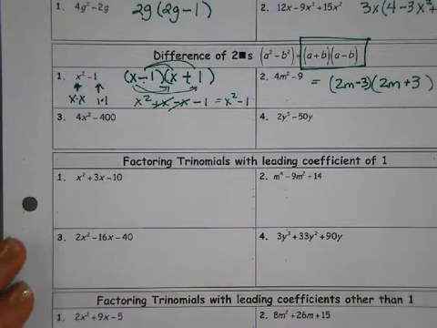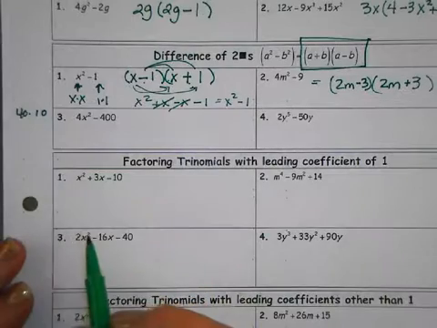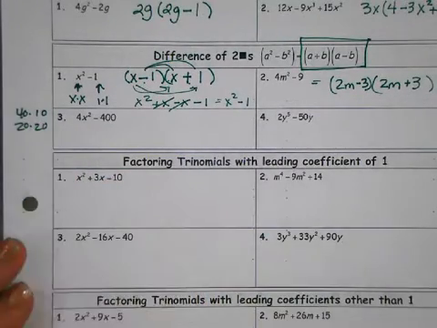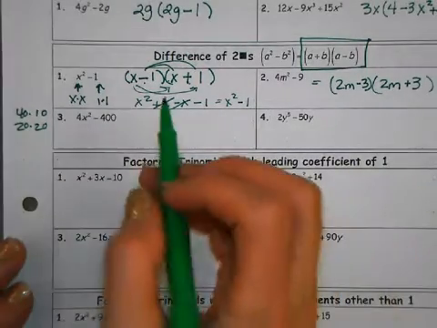Well, what are some factors of 40? We have 40 times 10. What else do we have? 20 times 20. Is that a perfect square? Yeah, sure is. Alright, so can I rewrite that then?